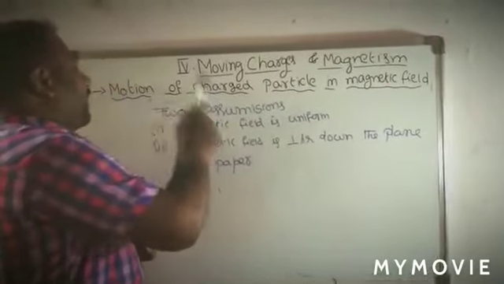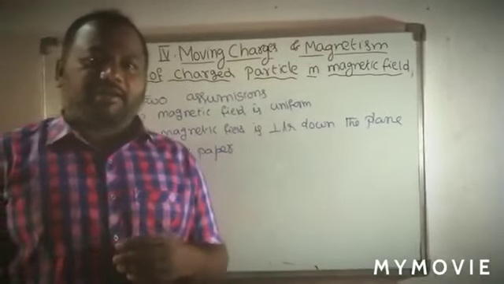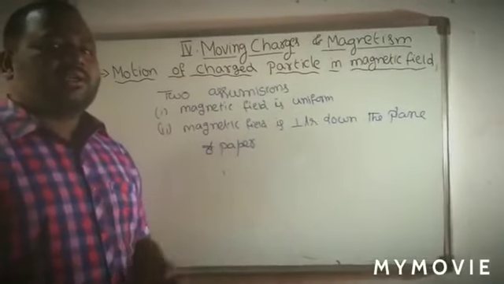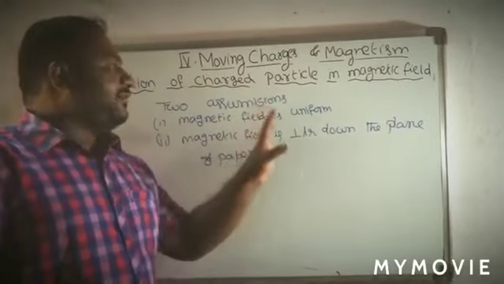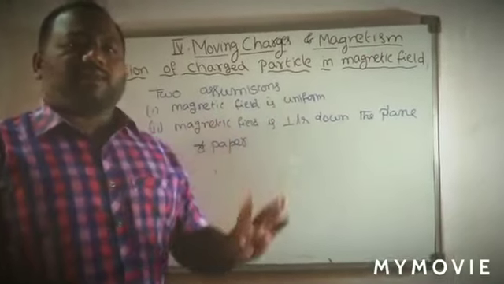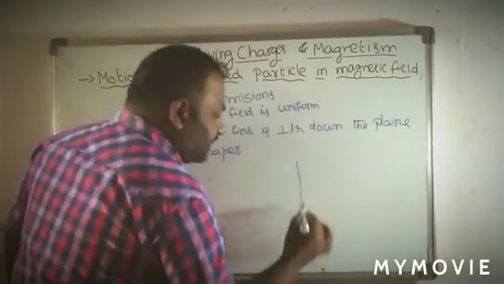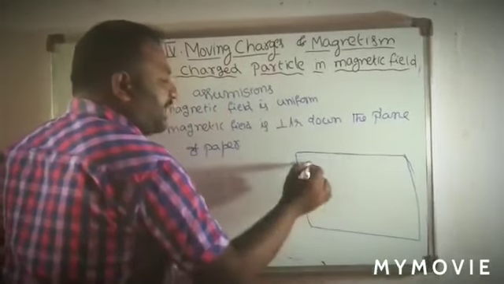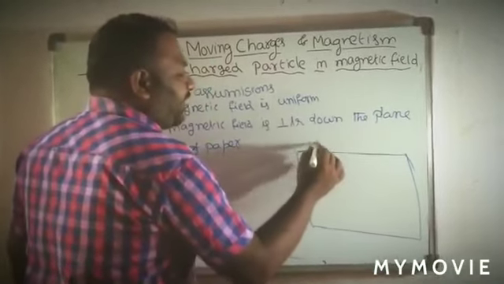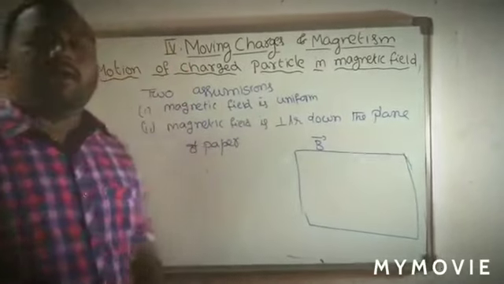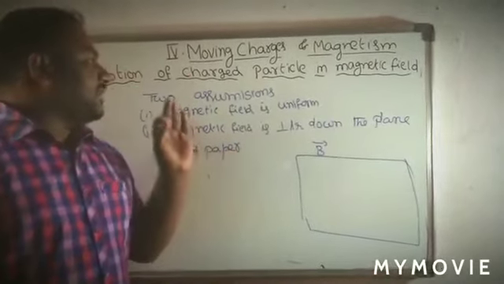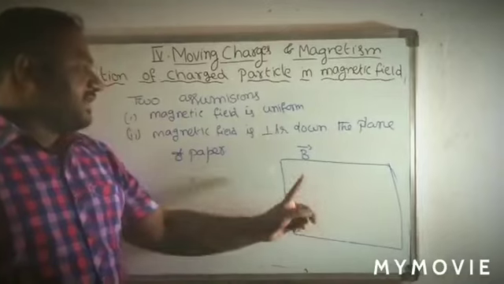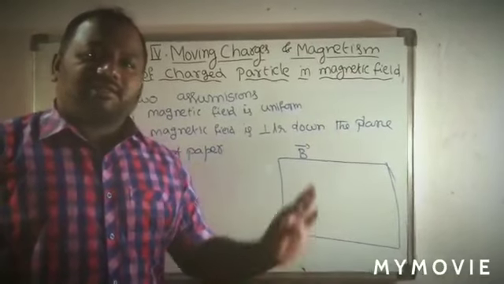Now to find the motion of a charged particle in a magnetic field, first we have to make two assumptions. The first one is that the magnetic field is uniform. The meaning of that is, if you take a region, for example this is a region, in this region there is a magnetic field, and at any point in this region the magnetic field is constant, that is B bar. So the first assumption is the magnetic field at any point in the given region is uniform.